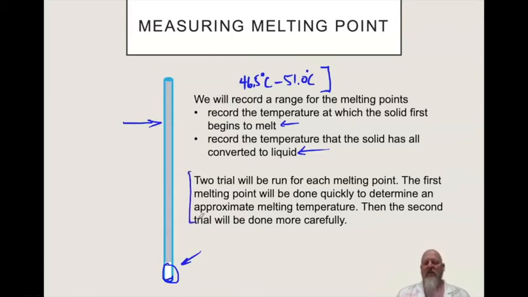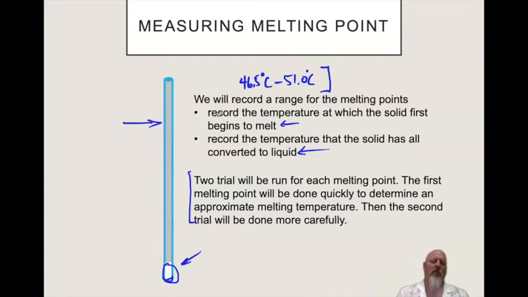And for our melting point, we're going to do 2 trials. We're going to do biphenyl as one thing, and then we're going to do an unknown. So for each of those, we're going to do 2 trials. For the first trial, we're going to heat the water as fast as we can with our Bunsen burner, and we're going to get a rough idea of where the melting point is, and then we're going to come back and do it more carefully.